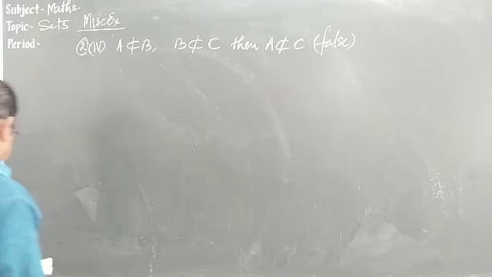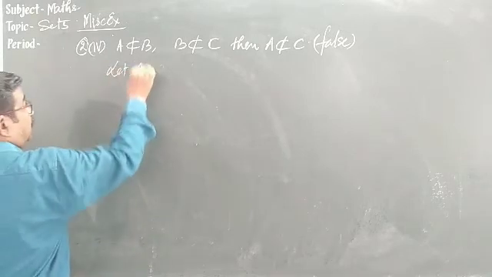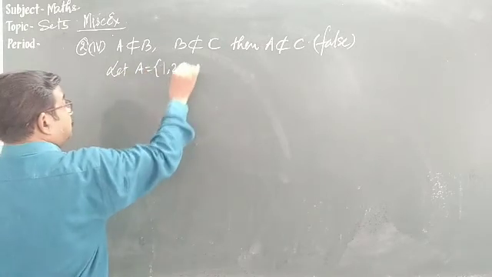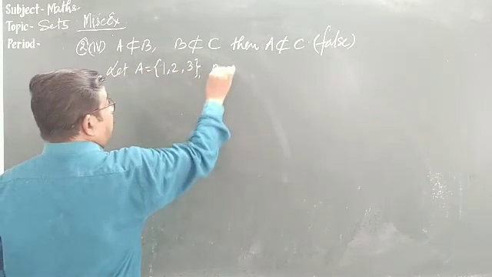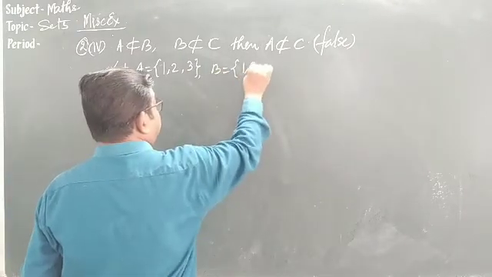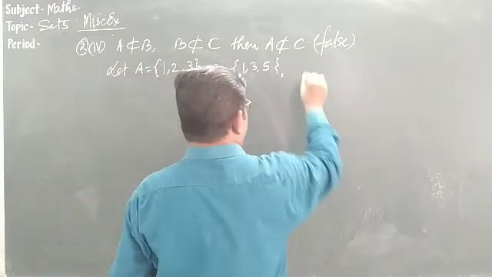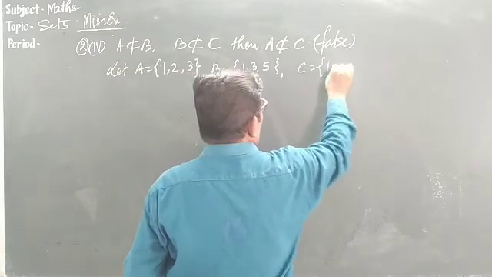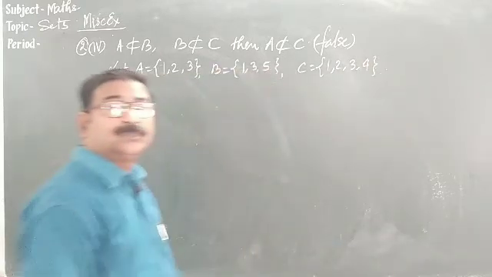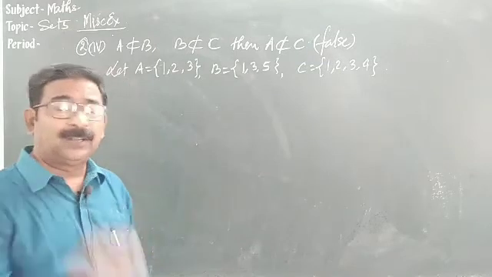And if it is false, we can give an example. So we can take, let A equal to {1, 2, 3}. B we may take another set {1, 3, 5}, and C we can take {1, 2, 3, 4}. You may take another example also, I have just taken my own.